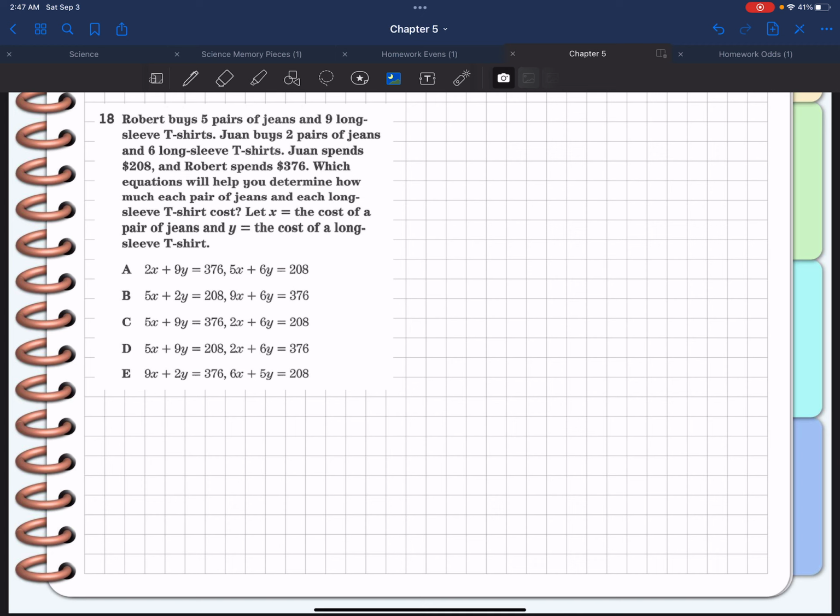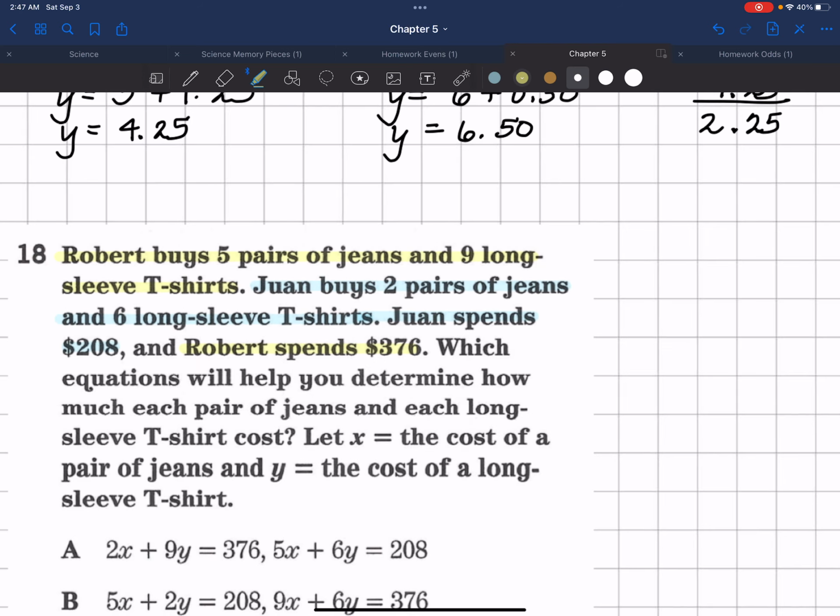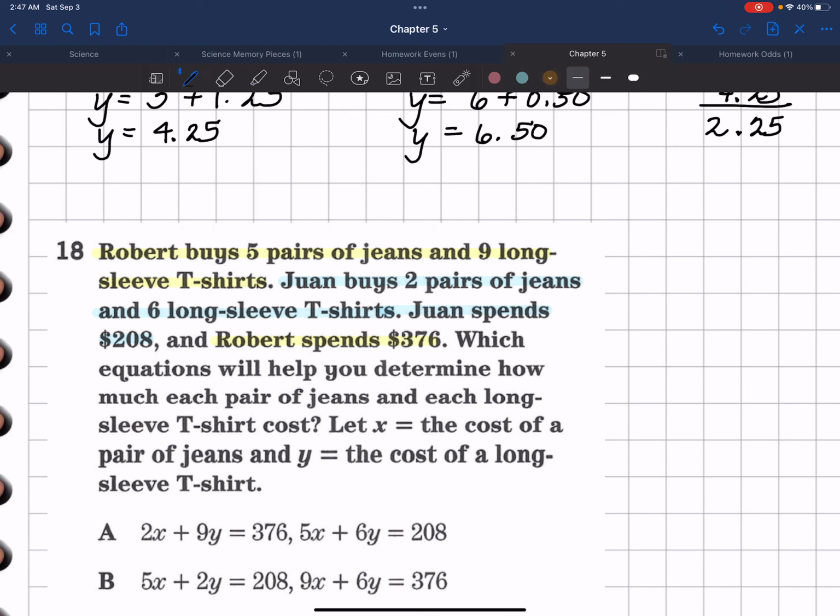Robert buys 5 pairs of jeans and 9 long sleeve t-shirts. Juan buys 2 pairs of jeans and 6 long sleeve t-shirts. Juan spends $208 and Robert spends $376. Which equations will help you determine how much each pair of jeans and each long sleeve t-shirt cost? Let X equal the cost of a pair of jeans and Y equal the cost of a long sleeve t-shirt.